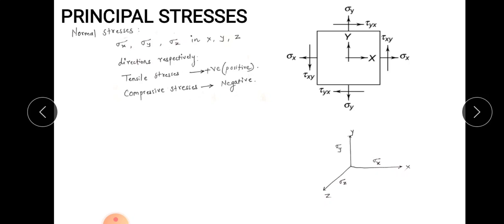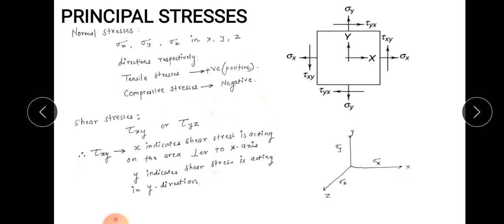Next come the shear stresses. Shear stresses are denoted by tau. As you can see in this figure, the shear stress can be written as tau xy or tau yz. Now what is this tau xy or tau yz? You might have already studied this in strength of materials, so I am just giving you a short conceptual information. When you say tau xy or tau yz, there are two notations, x and y, which are associated with the tau.